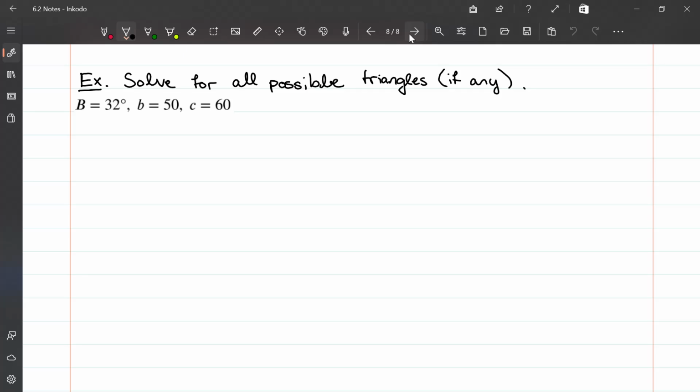We're going to solve for all possible triangles, if any. I've already given the game away, but I'm going to be coy in my writing. The given data is B is 32 degrees, little b is 50, and C is 60. Let's draw that triangle. Just like before, we're going to draw our triangle with some sides partially there and some sides indicated, but we're going to be a little bit wishy-washy about them, as if we don't know for sure whether or not we're going to have a triangle.